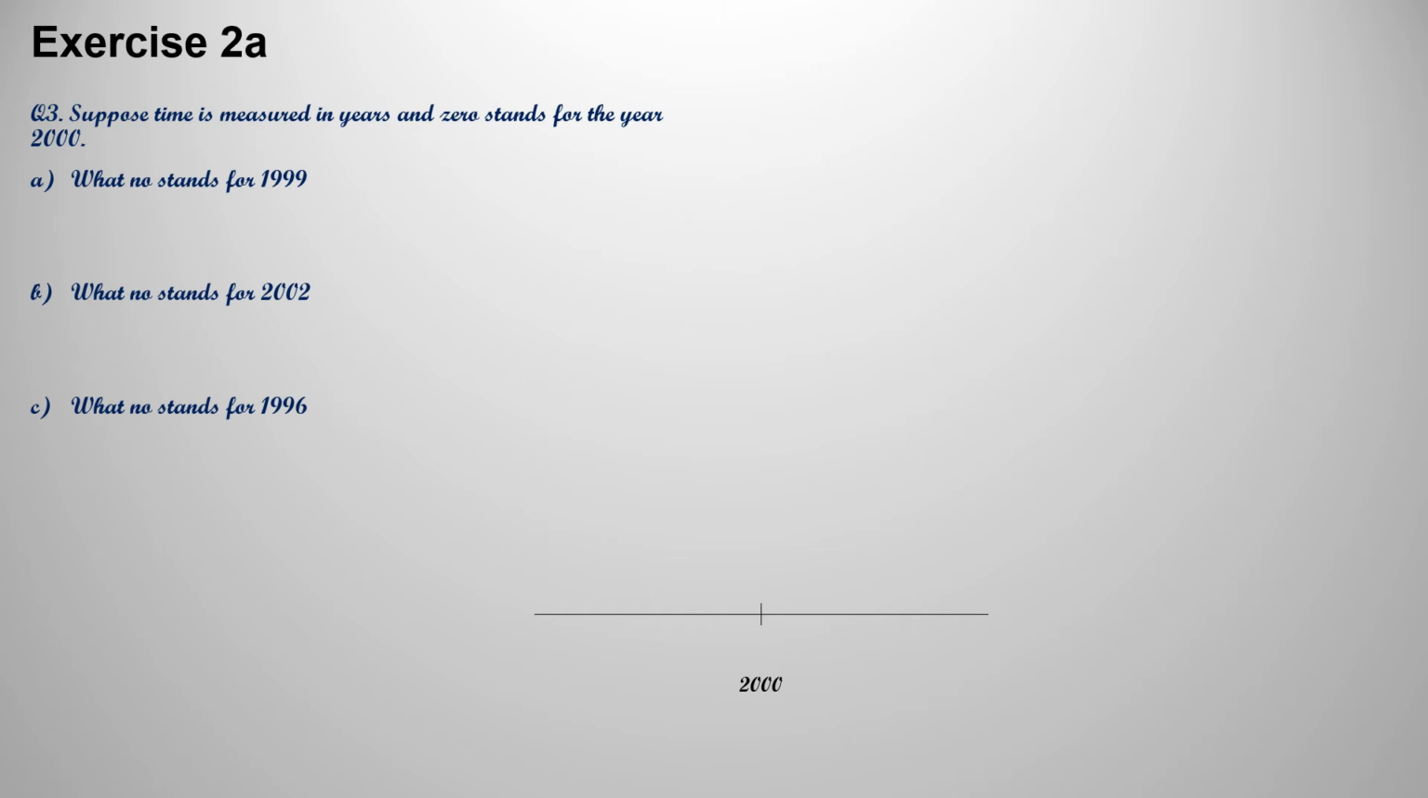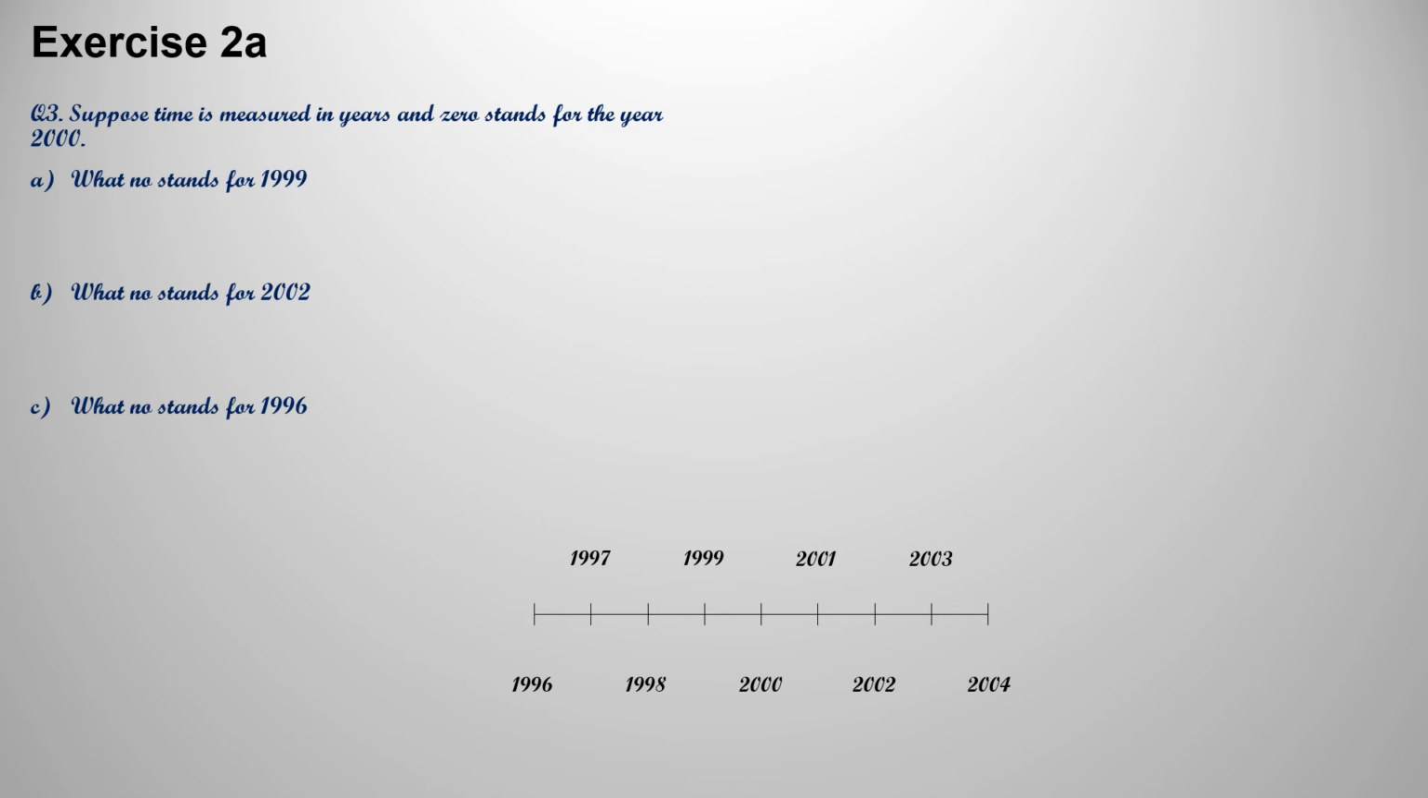Now, as you move towards the left hand side, each number on the left hand side is smaller than the number on the right hand side. We have already discussed that. So, as you move one unit towards the left, we have 1999, 1998, 1997, and 1996. Moving towards the right, we add 1 unit. We add 1 year. And unit here stands for a year. So towards the right, we have 2001, 2002, 2003, and 2004.